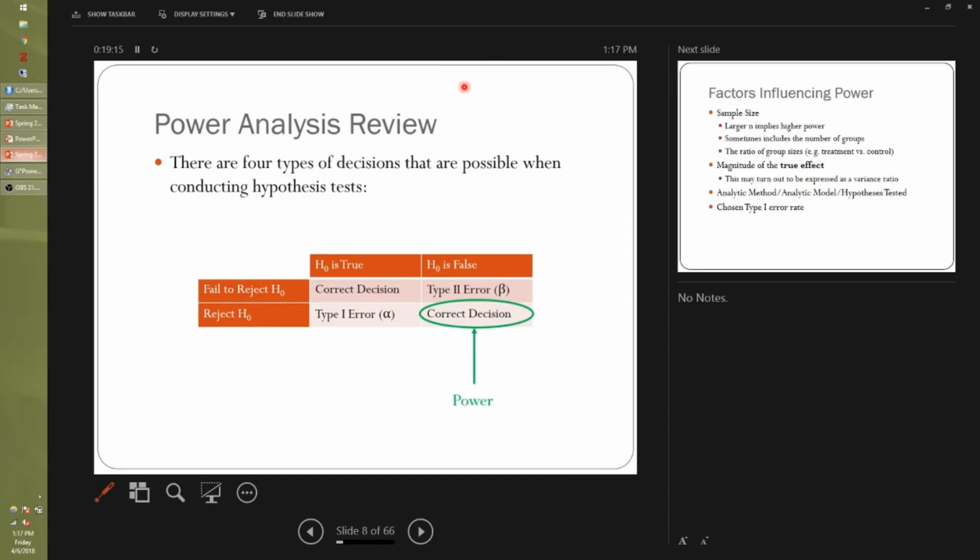So power is related to making the correct decision. Power is the probability of making the correct decision given all the stuff, and I'll talk about what that stuff is in a minute, in our analysis.